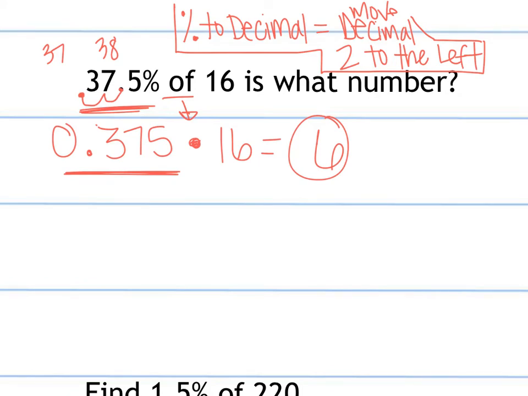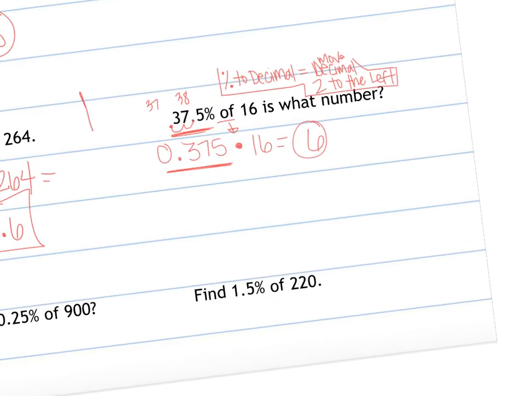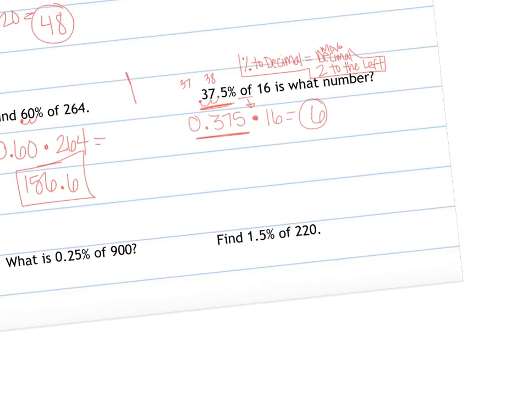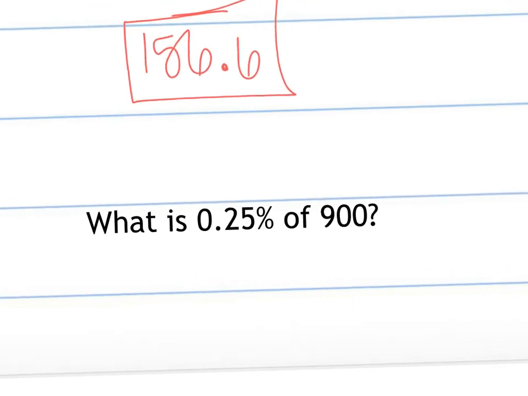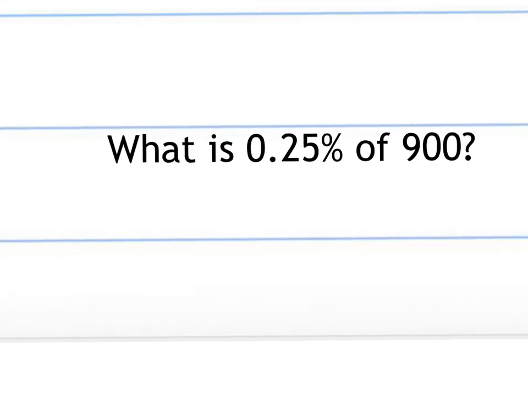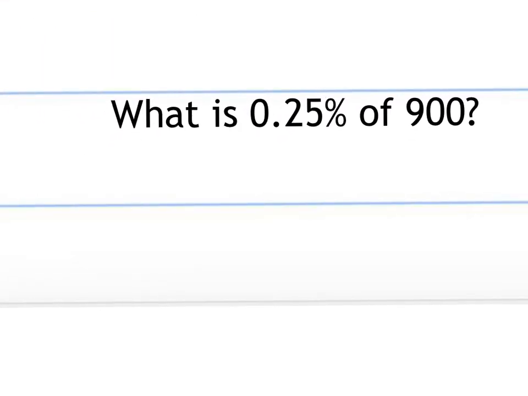So it makes sense that it would be 6, because 50% of 16 is 8, and then this is slightly less than that. It's nice to compare it to what we know so that we can make sure our answer is reasonable. All right, we're going to do one more on this page, and then we have a couple more pages.